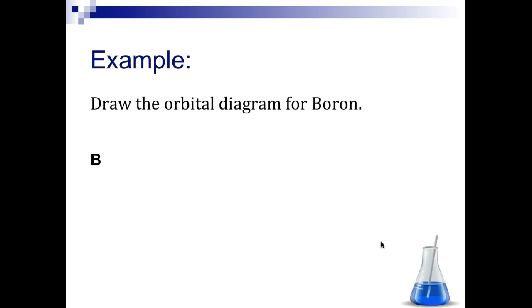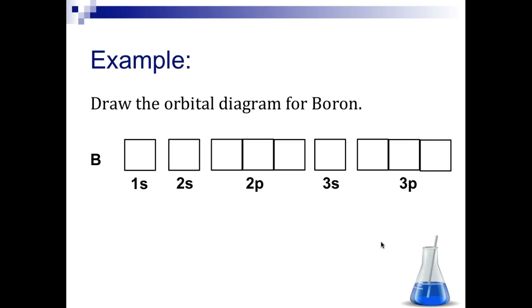Another example. Draw the orbital diagram for boron. So boron has 5 electrons total based off your periodic table. So let's place those 5 electrons. So 1, 2, 3, 4, 5. And that's it.